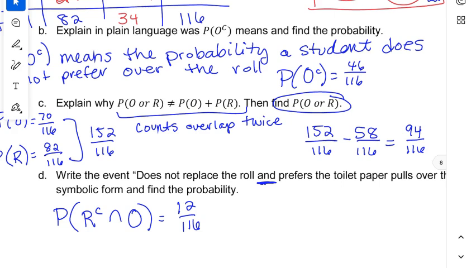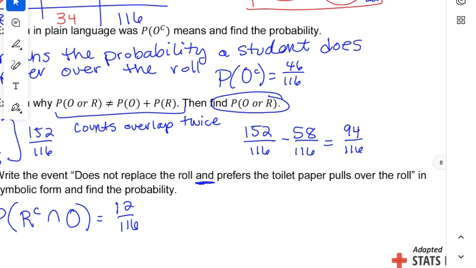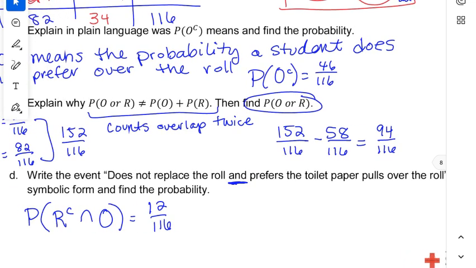And then probability, write the event does not replace the role, so that's R complement. And so that's the intersection, prefers toilet paper pulls over the roll, in symbolic form, and find the probability. So it's 12 out of the 116.